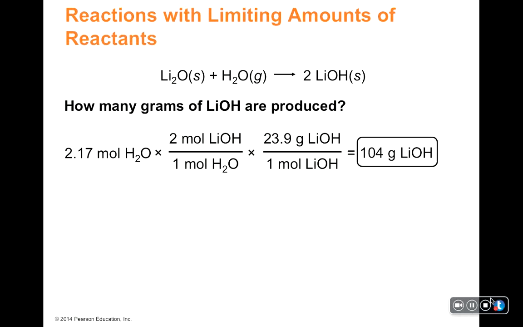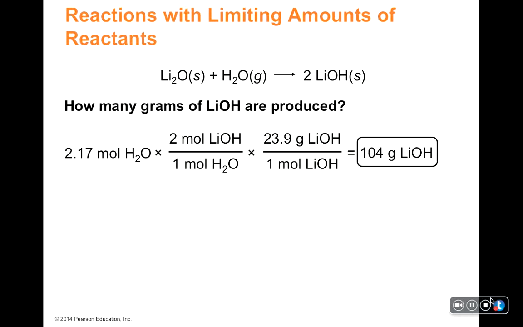Now we have moles of lithium hydroxide, and we need to convert that to grams of lithium hydroxide. We use the formula weight. Moles of lithium hydroxide are on the top in the previous, so we need moles of lithium hydroxide on the bottom, grams on the top, and so that cancels and leaves us grams of lithium hydroxide, which is what the problem is asking us. So 104 grams of lithium hydroxide are produced.